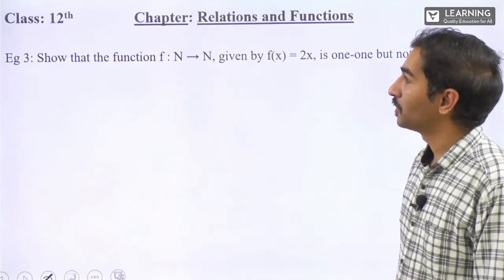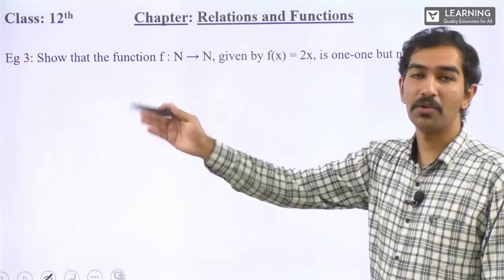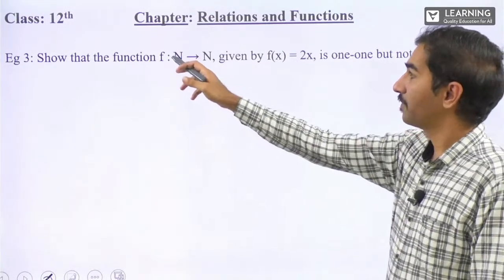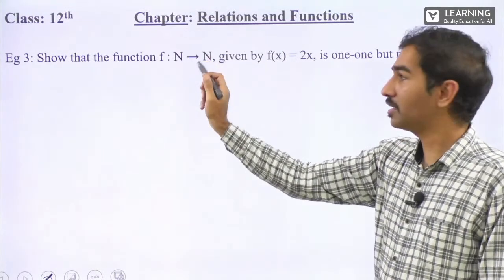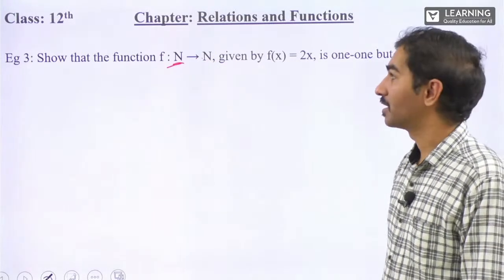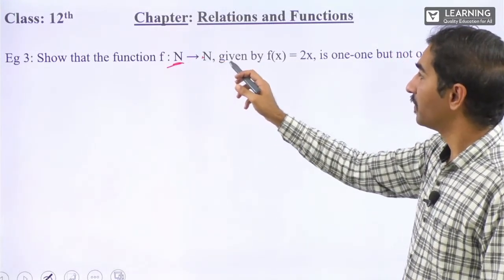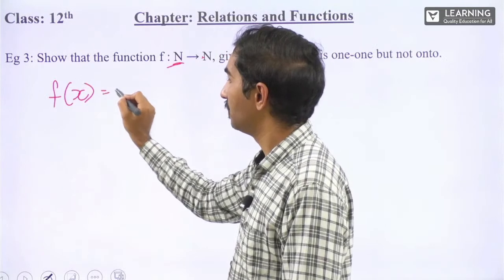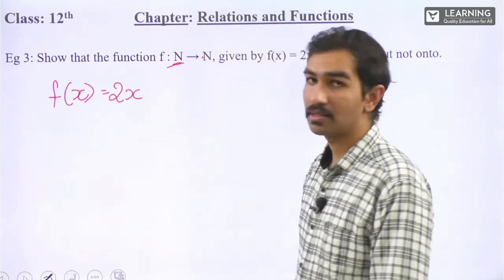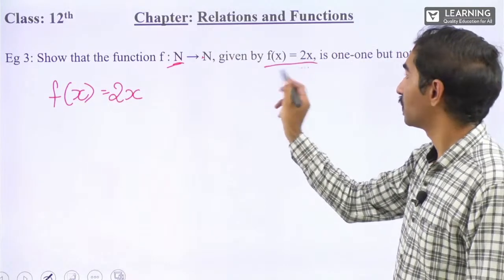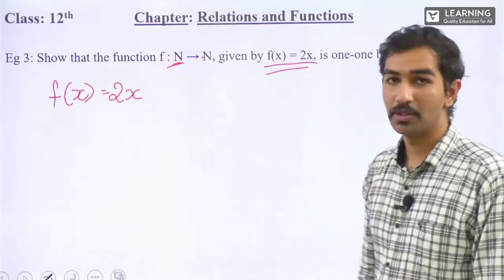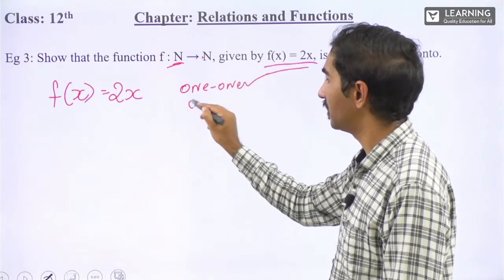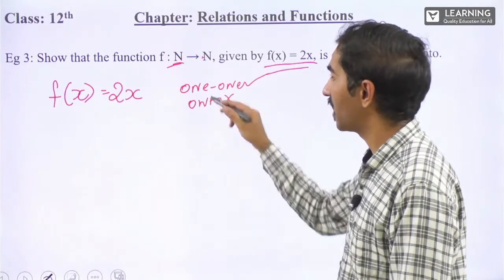Example number 3. Before, we were doing relations, right? Now we have started with functions. Consider the function f: N to N, where N is the set of natural numbers, given by f(x) = 2x. So f(x) will be equal to 2x. That is what is given. We must prove that f(x) = 2x is one-one but not onto. Okay, so we have to prove this, students.